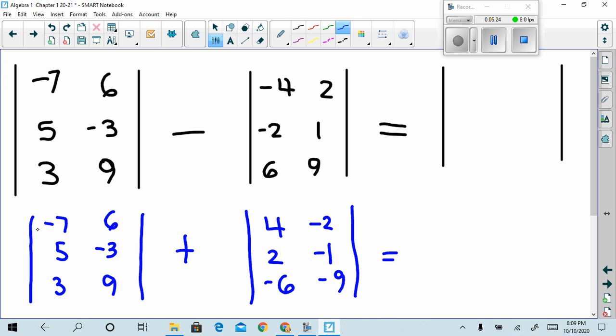-7 plus 4 is -3. 6 plus -2 is 4. 5 plus 2, 7. -3 plus -1, -4. 3 plus -6, -3. And 9 plus -9, additive inverse, is 0.